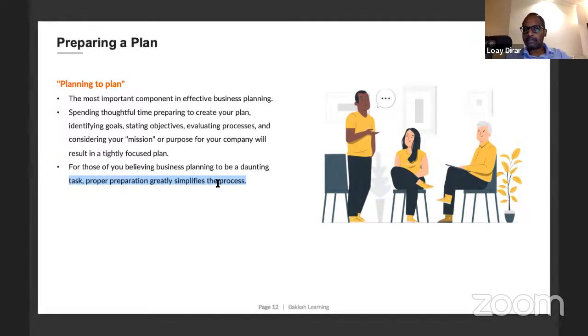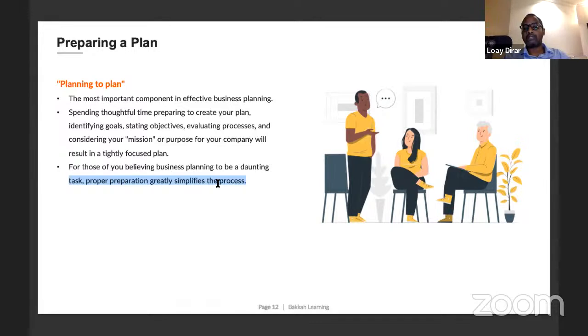It says that it's better to sweat in practice rather than to bleed in battle. This means that the more time you spend preparing and developing a more solid business plan, the more it's going to help you and save you a lot of money, a lot of time, a lot of effort. So it's better to sweat.